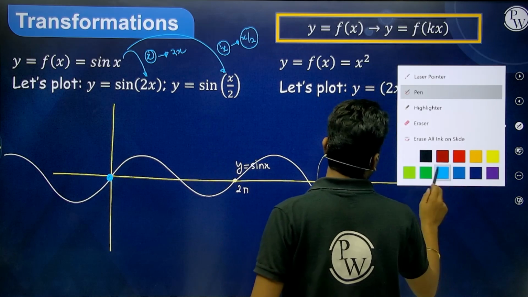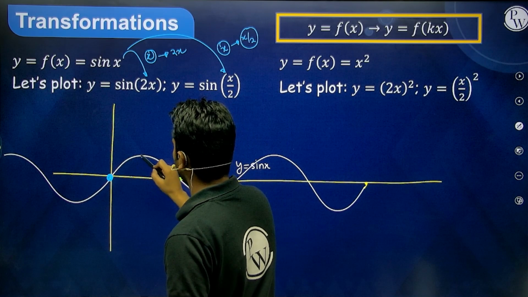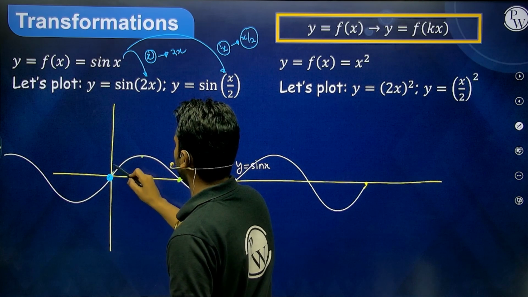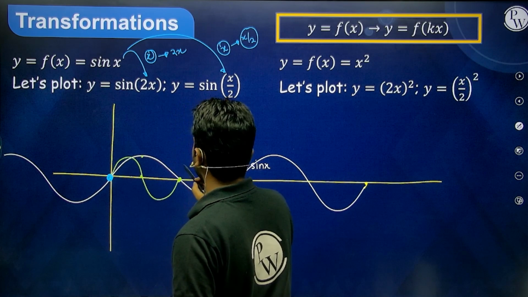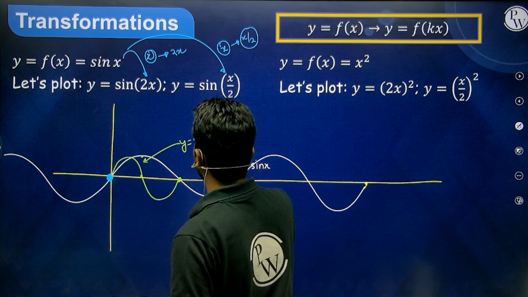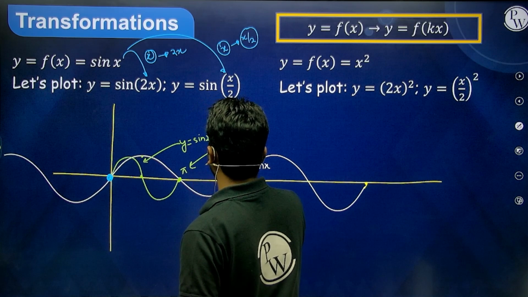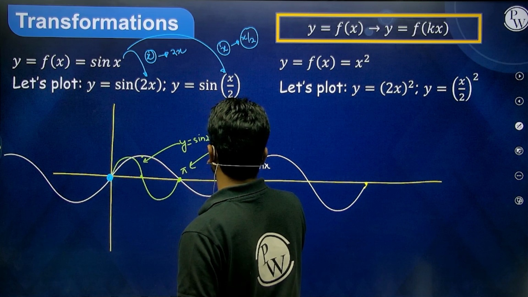So over here only one cycle will be completed. Over here only one cycle will be completed. So it will be drawn like this. So that's how the graph of y equal to sin 2x will come. One cycle has completed at pi itself. Why? 2 pi by 2. That is equal to pi.